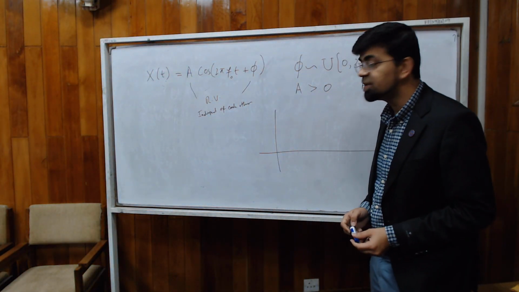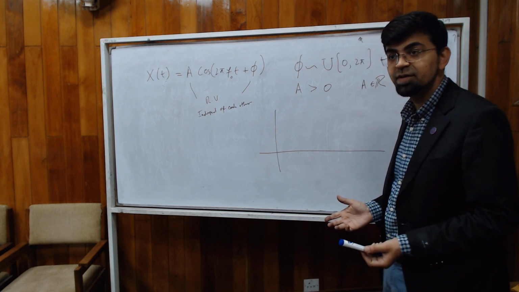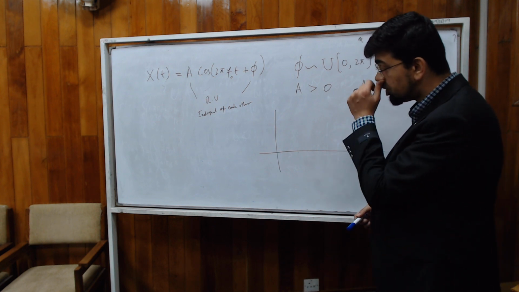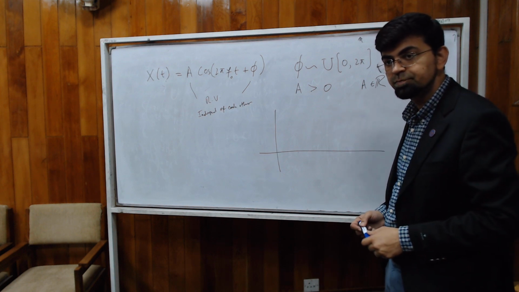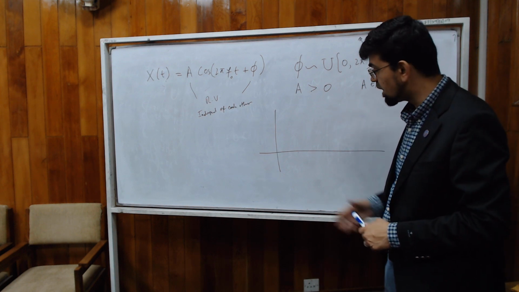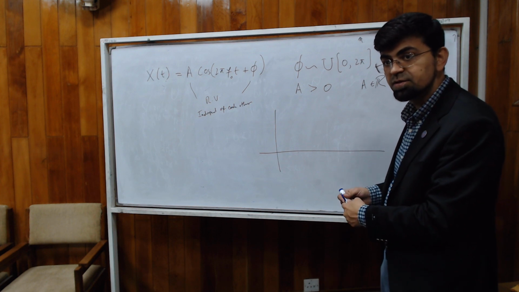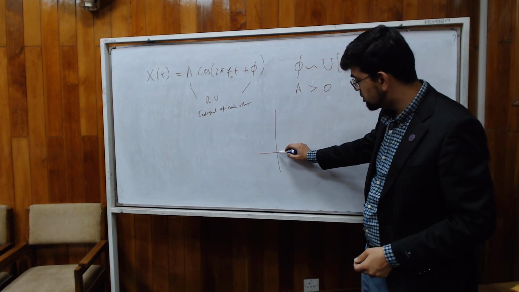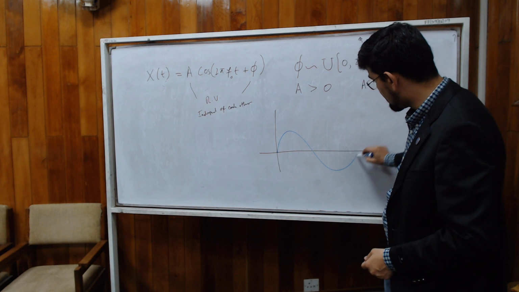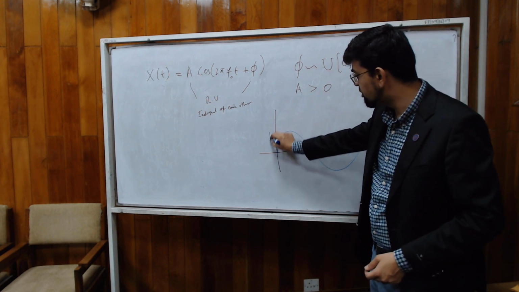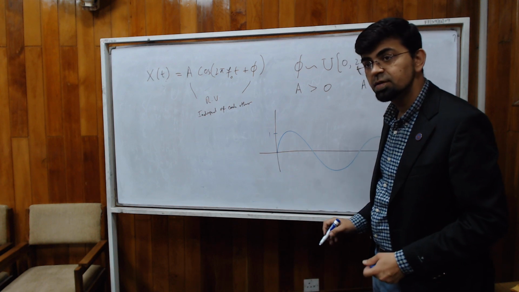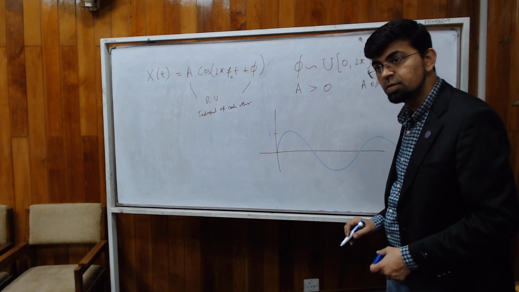So how many realizations? Infinite. How do the realizations vary? How are they different? Let's draw one realization. Let's say there is one realization like this that has some amplitude, let's say 1. What is the phase? Phase is 0 to 2 pi.